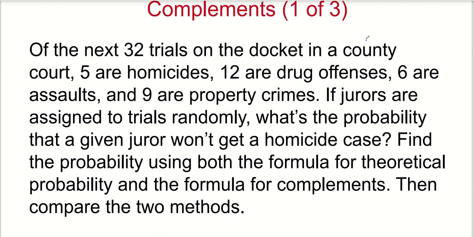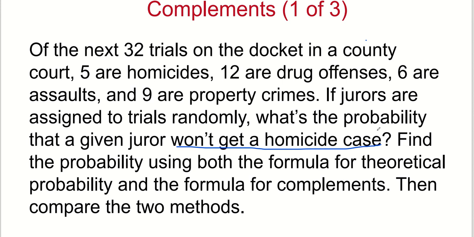Let's take a look at the next example. They say, of the next 32 trials in a county court, 5 are homicides, 12 are drug offenses, 6 are assaults, and 9 are property crimes. If jurors are assigned to trials at random, what's the probability that a juror won't get a homicide case? We're going to do this two different ways. We're going to compute this in the traditional sense, and then we're going to compute it using the rule of the complement.